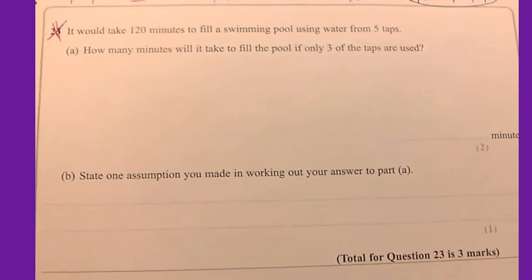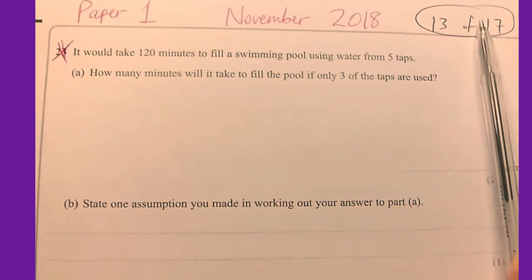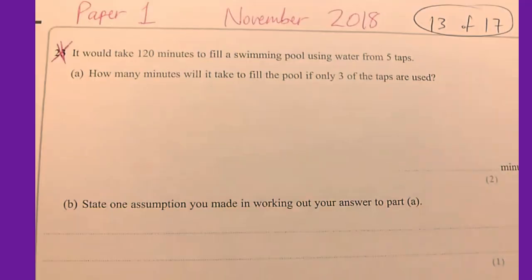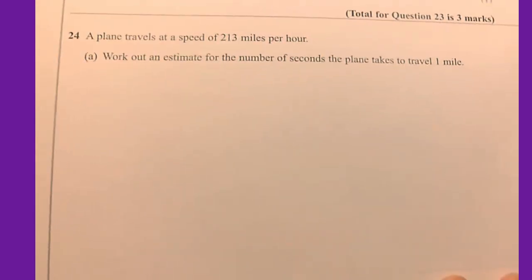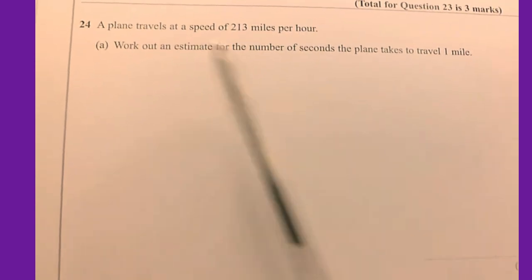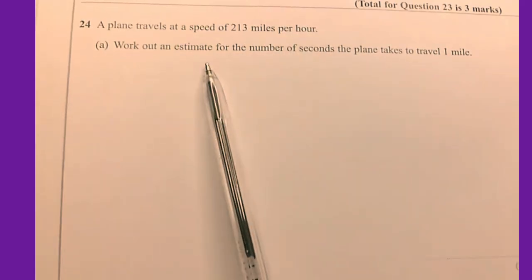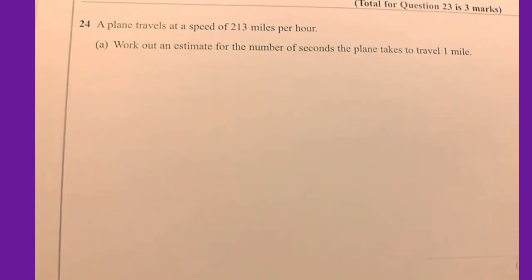Okay, so the next question now for the masterclass. This is our 13th question of 17. We're towards the end now. This is from paper 1, non-calculator, November 2018. We're going to skip this part because it's not relevant, but it is on the page. And we have to do this question now. All right, so the question says, a plane travels at a speed of 213 miles per hour. Work out an estimate for the number of seconds the plane takes to travel 1 mile. Press pause and have a go. When you are ready, you can press play for the answer.